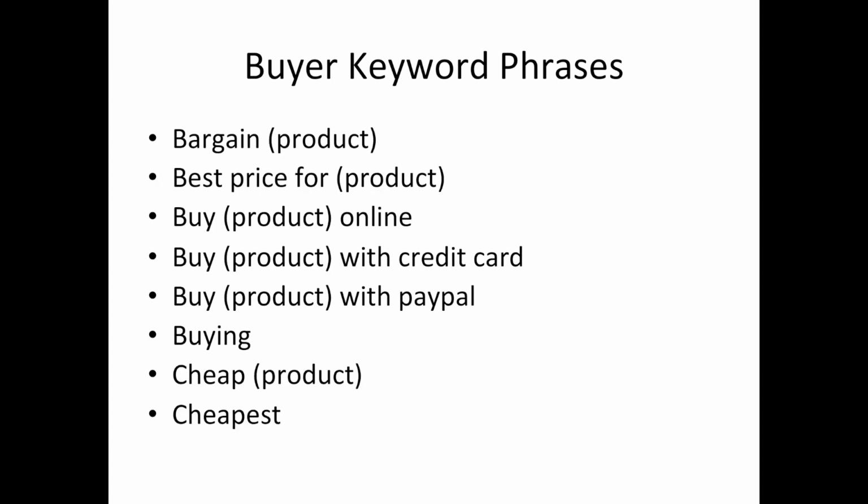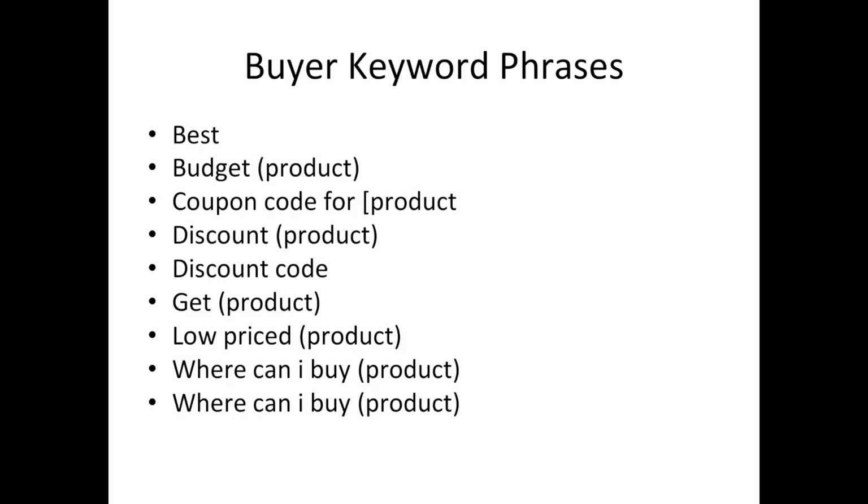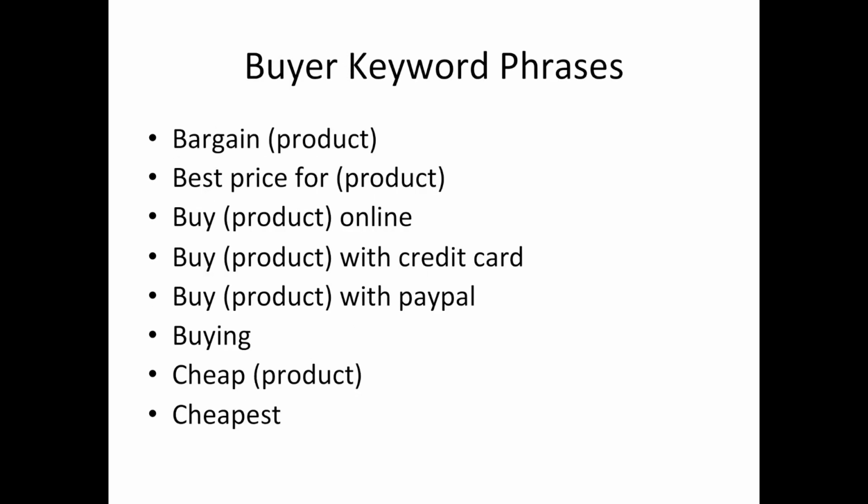Some buyer keyword phrases could include bargain, and then your product or your keyword phrase, best price for whatever you're offering, buy product online, buy product with credit card, buy product with PayPal, buying, cheap, cheapest, best, budget, coupon code for blank, discount code, get blank, low priced blank, where can I buy blank. As you can see, all these keywords are phrases and adjectives that people would type into Google before or after their subject matter, when comparing prices or looking for the best place to get what they want. These people are ready to make a buying decision.